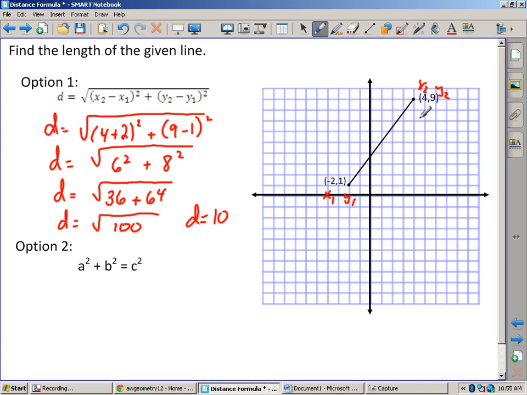I plugged in my x values and subtracted them, plugged in my y values and subtracted them, and then squared them and worked my way down.